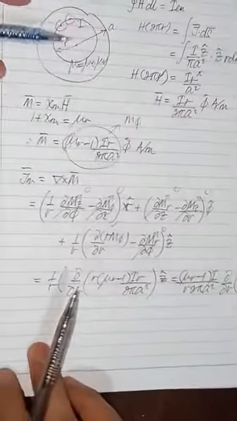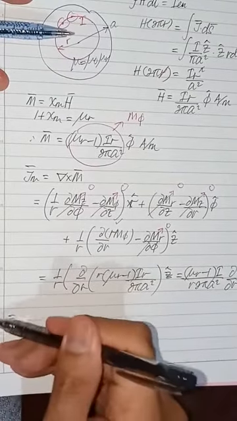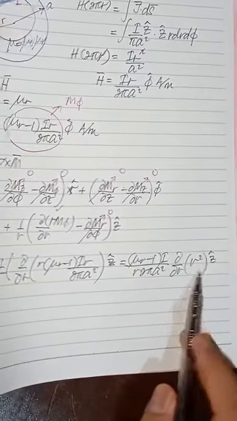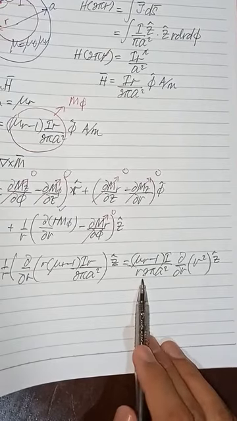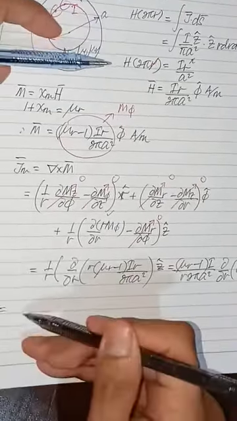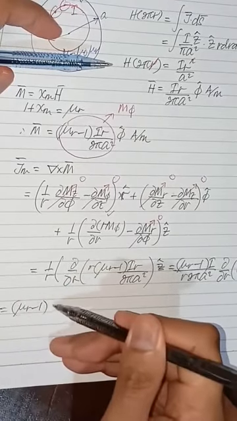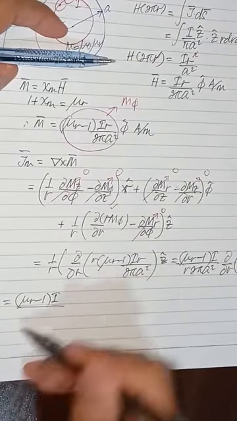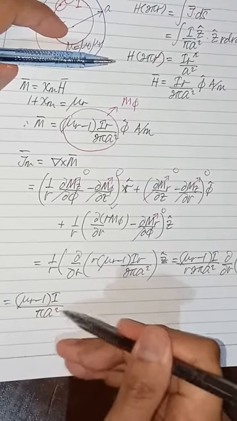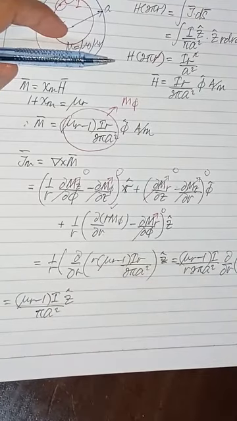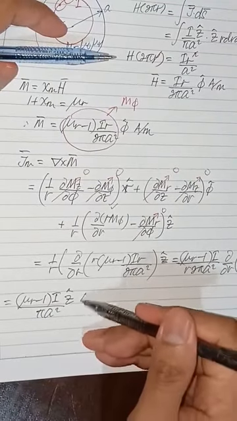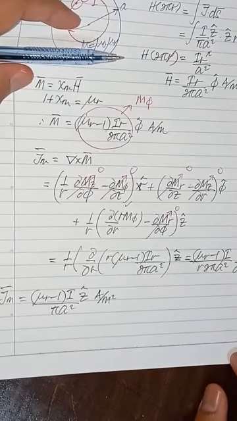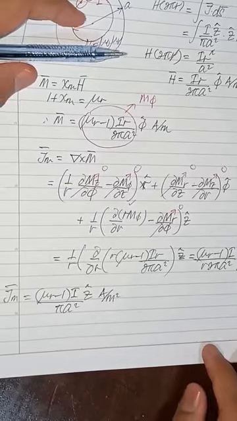Let's proceed from here to get Jm. Differentiating r squared gives 2r, which cancels out with the 2r down here. Finally you get the expression Jm equals (mu r minus 1) I over pi a squared, in the z direction, and of course it has unit of ampere per meter squared, because this is the magnetization's volume current density.